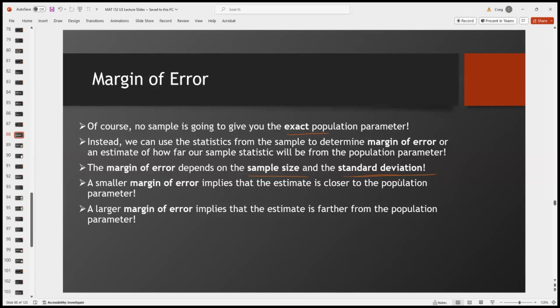The standard deviation, however, works the opposite way. If the standard deviation goes up, then your data vary more. More variance in the data means a greater margin of error. Less variance in the data means a smaller margin of error. A smaller margin of error implies you're closer to the population parameter. A larger one implies your estimate is probably further away, and it's going to be a much larger range.